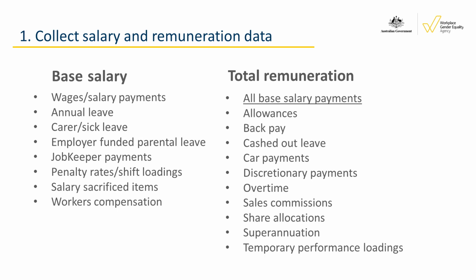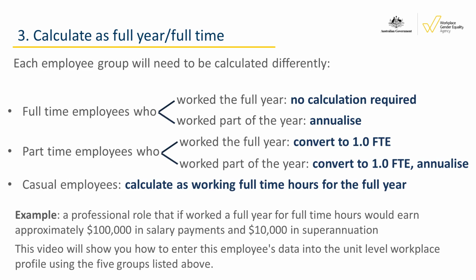Total remuneration is the base salary amount plus additional extras such as superannuation. You will need to know which column each amount will be allocated to, and if the payment was paid on a pro rata basis or whether it was a fixed one-off amount. You can search our Knowledge Hub for more detailed information on how to categorize payments in the workplace profile.